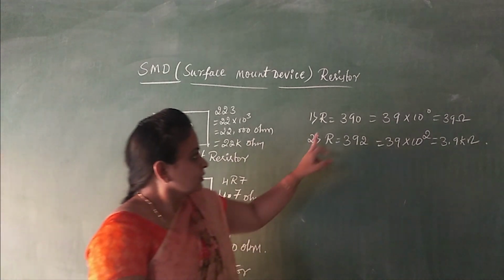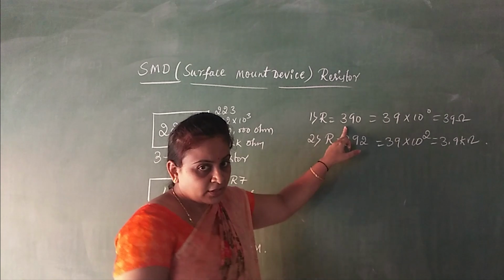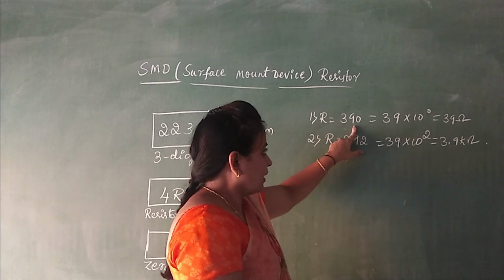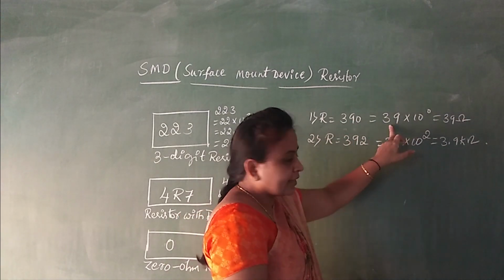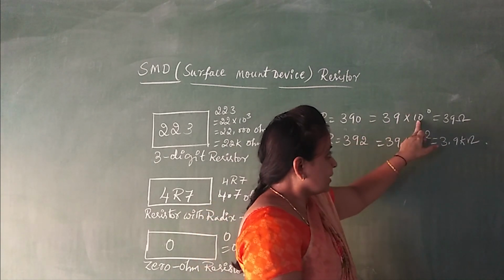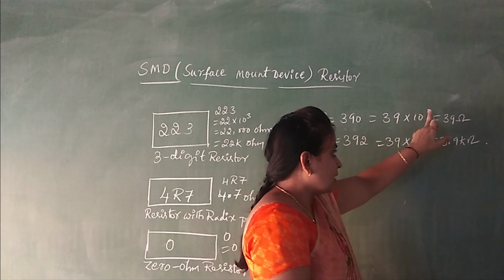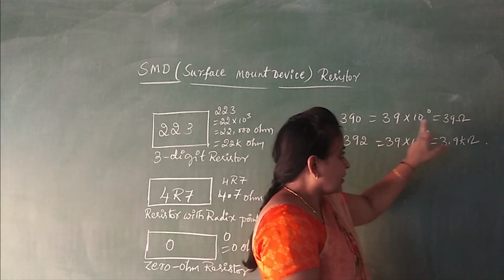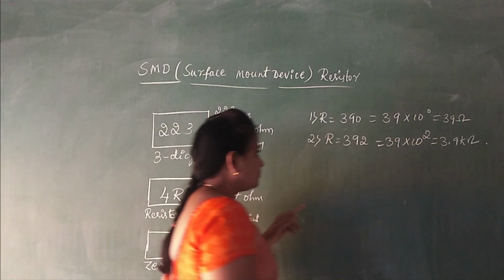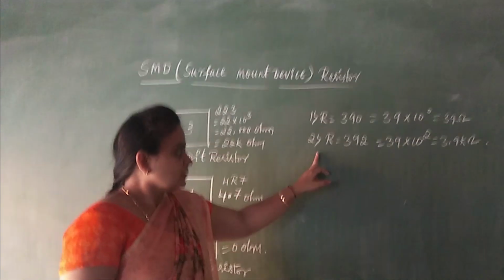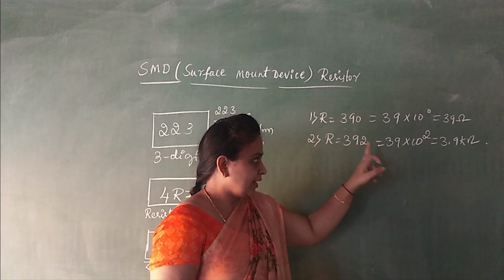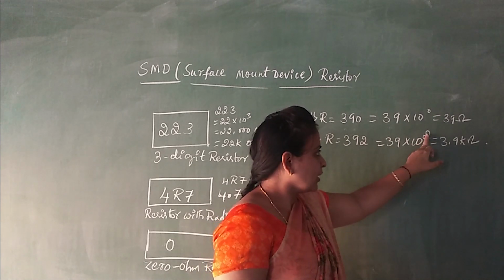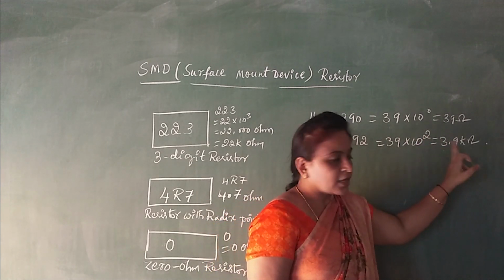Like this, they will also give questions in the examination to find the value of the surface mount device. R is equal to 390. The first 2 digits indicate the resistance value. The next digit is for the power of 10, that is 10 power 0. If we do the calculations, we will get 39 ohm. Next we have one more example. R is equal to 392. The first 2 digits indicate the resistance value and the next one is the multiplier, that is 10 power 2. This calculation gives 3.9 kilo ohm.